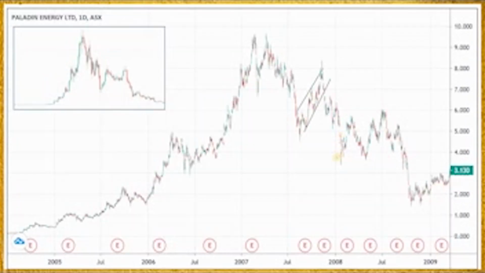And finally, we have an example of a uranium company. This is Paladin Energy, which made an amazing move. Down here it was priced at 1 cent at some times, and it just stormed up and went to almost $10. That's a massive, massive return if you got in at that 1 cent level.